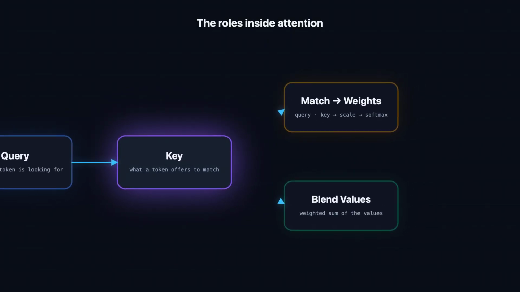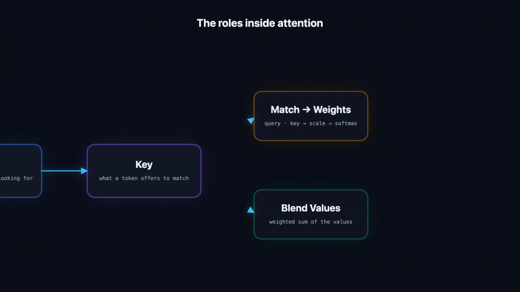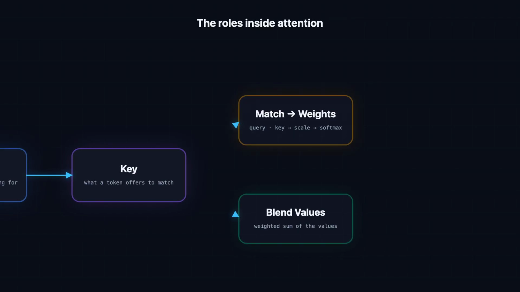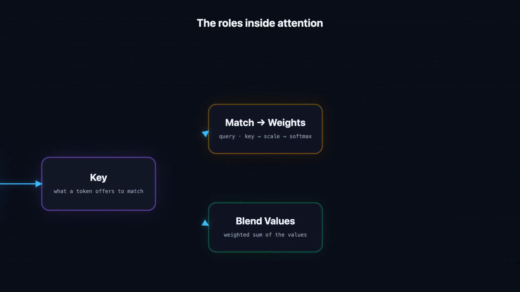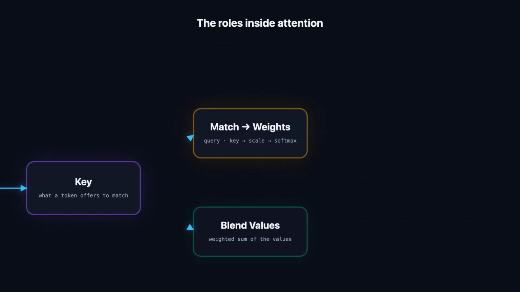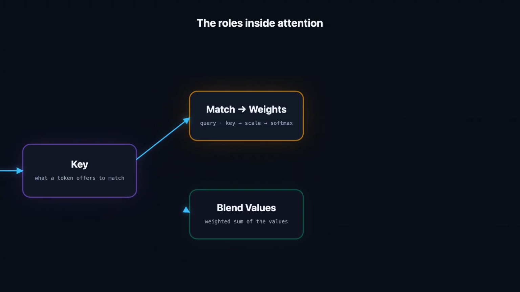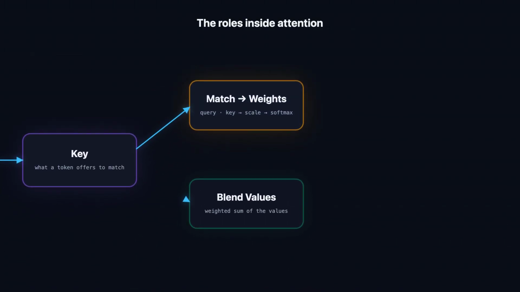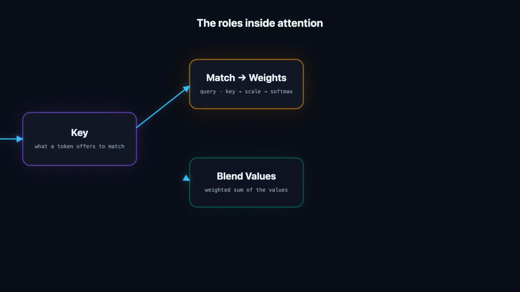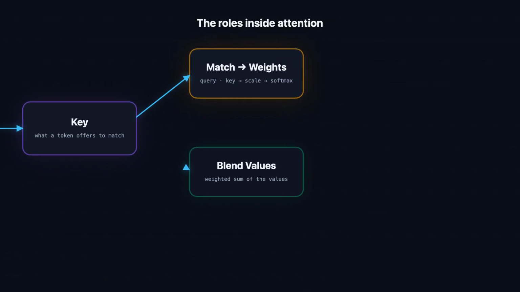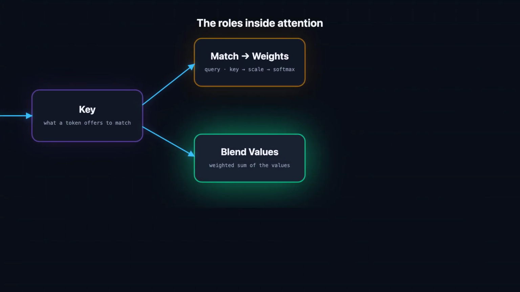Every token also produces a key vector through its own separate learned matrix, and the key advertises what that token has to offer. The label other tokens will match against when they come searching for relevant information. Now match them up. A token's query is compared against every key with a dot product to measure relevance. And those raw relevances are then scaled and pushed through a softmax, so they turn into weights that all sum to 1. Finally, the values.